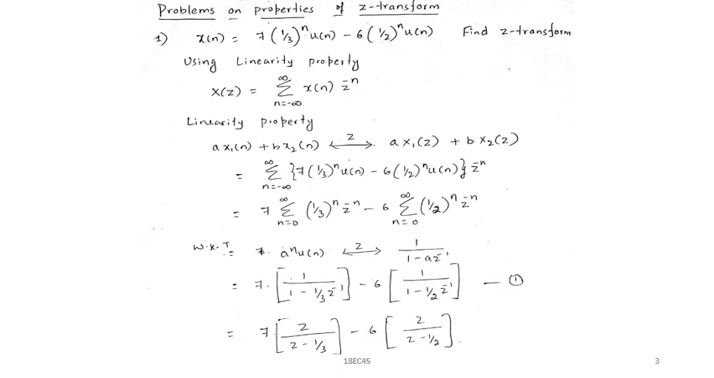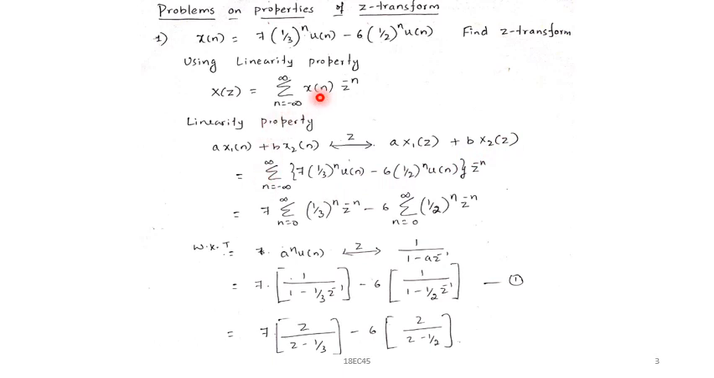By using the linearity property, first we'll recall the definition of Z transform, that is X of z is given by the summation over n from minus infinity to plus infinity of x of n z to the power minus n. Here there are two terms, so I'll consider the first as x1 of n and the second term as x2 of n, and I'll use the linearity property. The linearity property is given by a into x1 of n plus b into x2 of n, Z transform is a into X1 of z plus b into X2 of z.